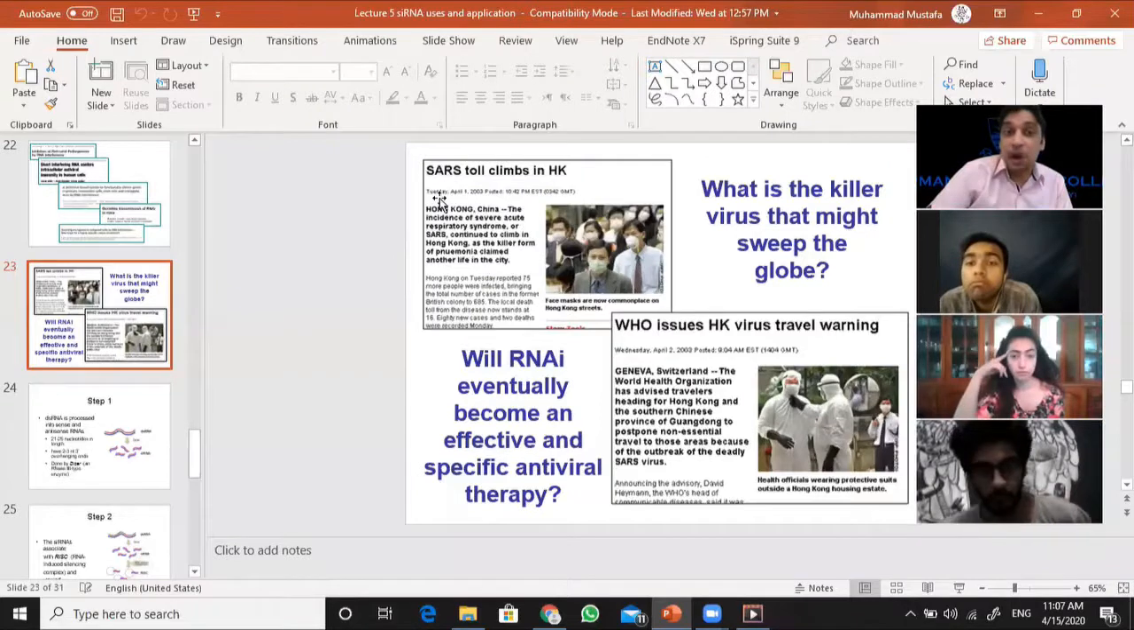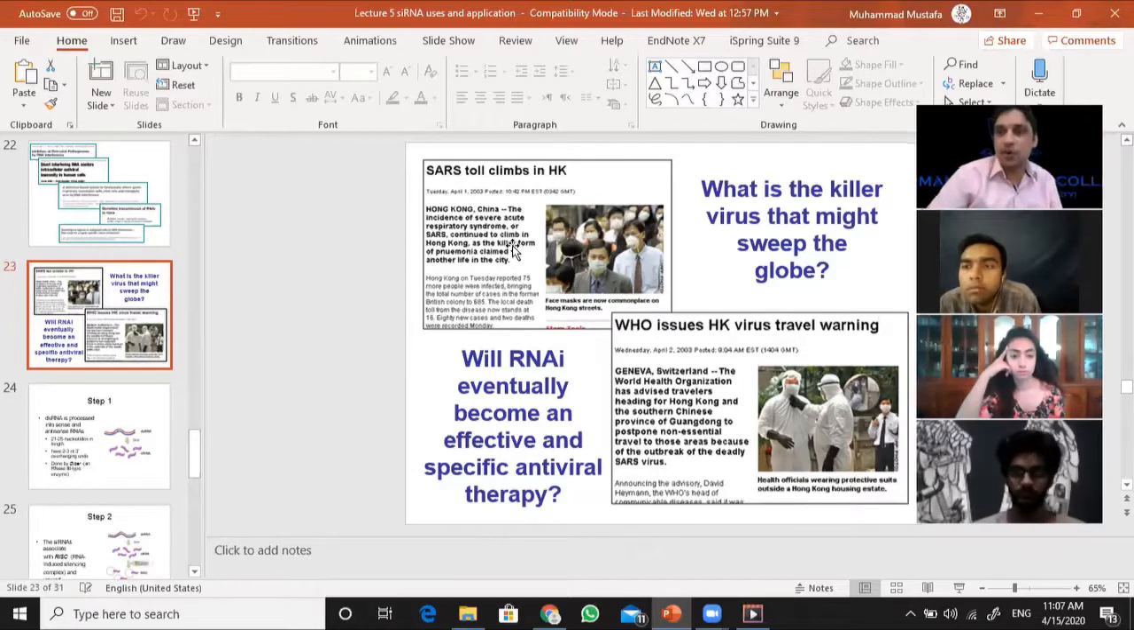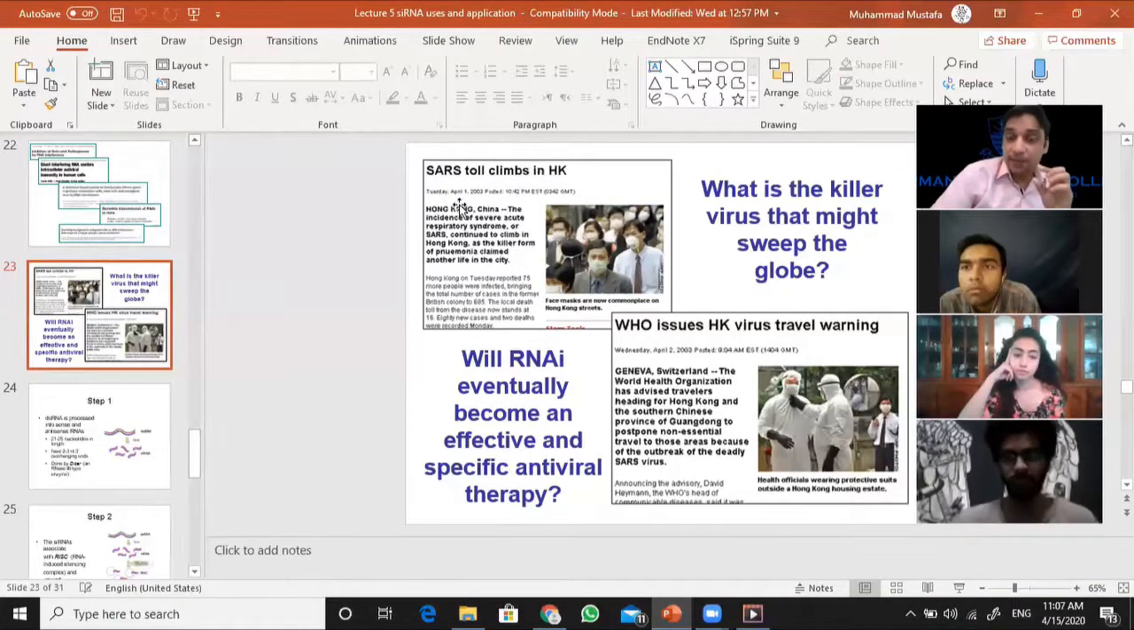The SARS outbreak was in China and Hong Kong at that time. It created a huge fear. The coronavirus was nothing compared to the mortality rate of SARS, which is much, much higher than the coronavirus. But the good thing about the SARS virus was that it required an animal intermediate. It was not person to person.